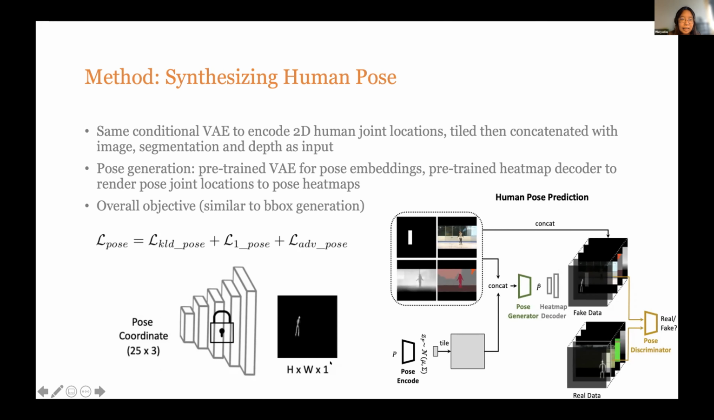Another thing we noticed in our experiments is that directly regressing the pose coordinates could be difficult for the network. That's why we first use a pose VAE to embed all the possible coordinates into a latent space of dimension 16. So in prediction, we are actually predicting the latent codes from the pre-trained pose VAE instead of the coordinates. The overall objective is again very similar to before: two terms for the conditional VAE and one term for the adversarial training, essentially the discriminator here.